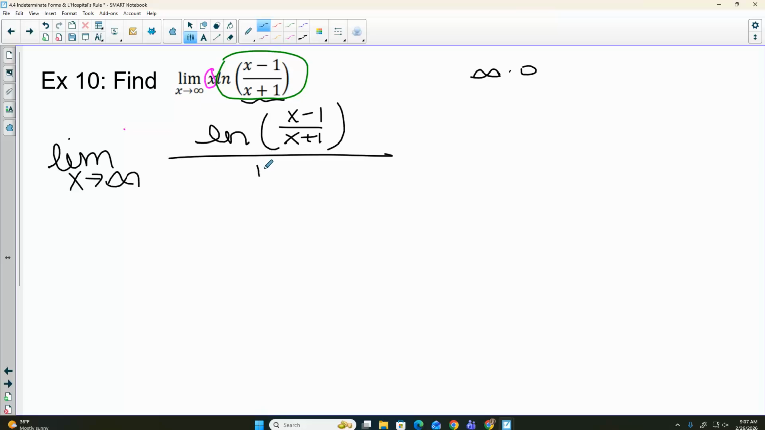To move x to the bottom, you just have to make it the reciprocal, 1 over x. Okay, so if I'm trying to evaluate this, the inside, infinity minus 1 over infinity plus 1, that's very close to 1. Natural log of 1 is 0. Bottom, 1 over infinity is going to 0. So now it's 0 over 0, which means L'Hopital's.